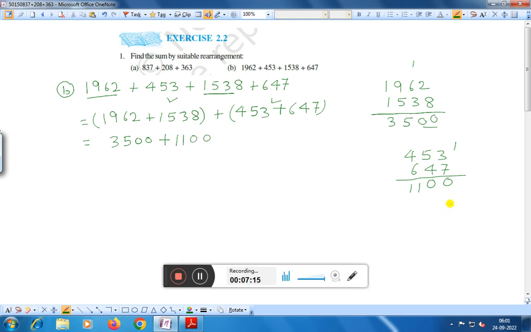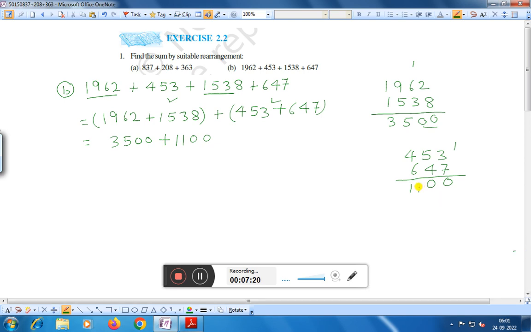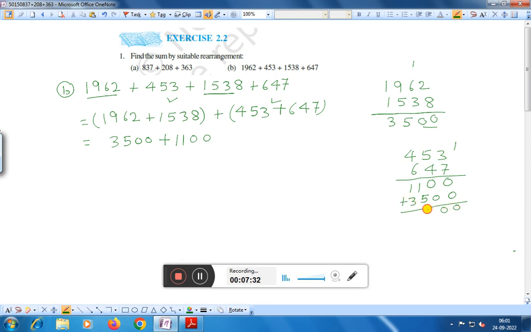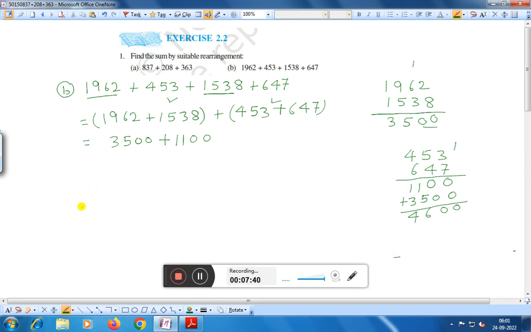Now if we add 1100 with 3500, we are getting 4600. That means we are getting the number 4600. This is the answer.